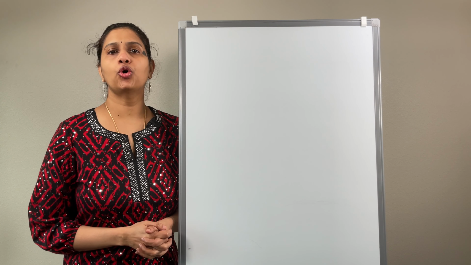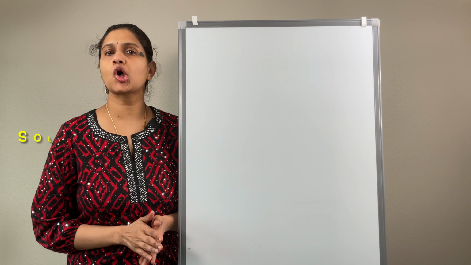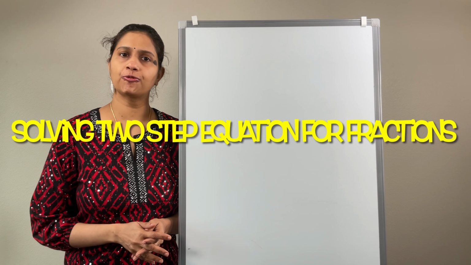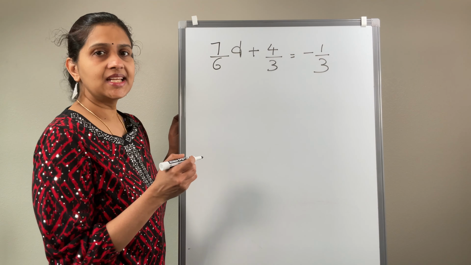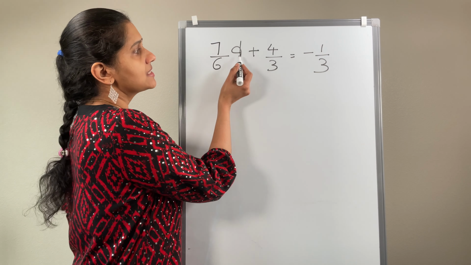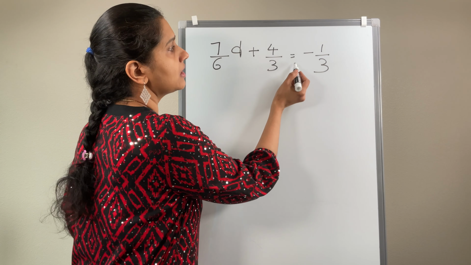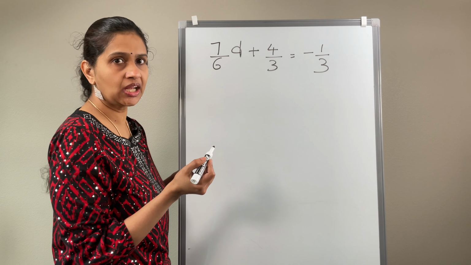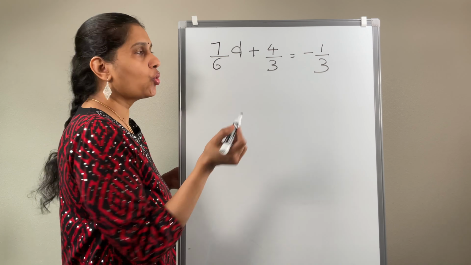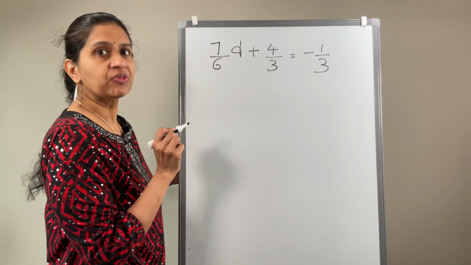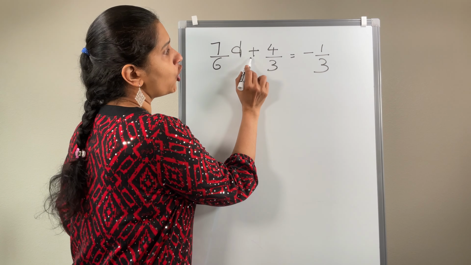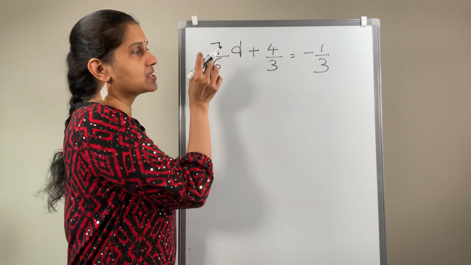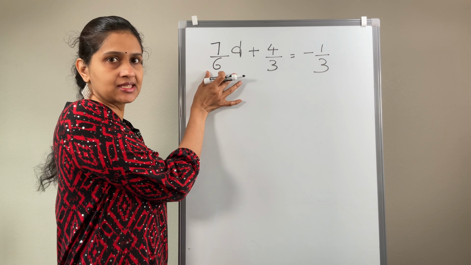In today's video, we are going to discuss solving two-step equations with fractions. Consider the example 7/6 d + 4/3 = -1/3. So our first aim is to isolate this variable d. For that, we first need to avoid the +4/3 which is next to this variable 7/6 d.